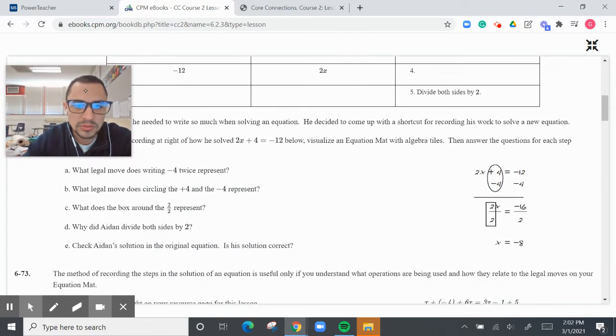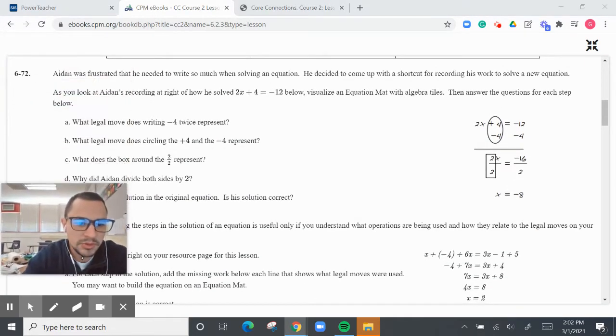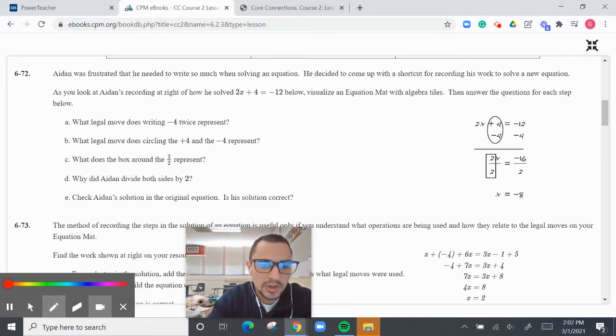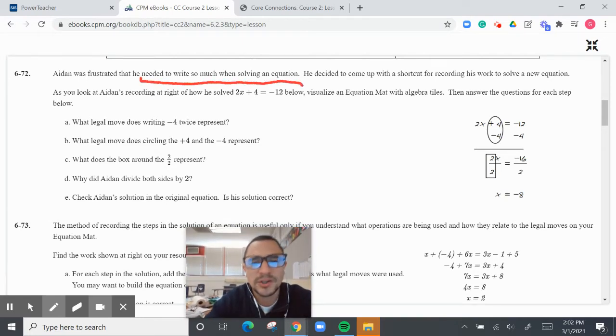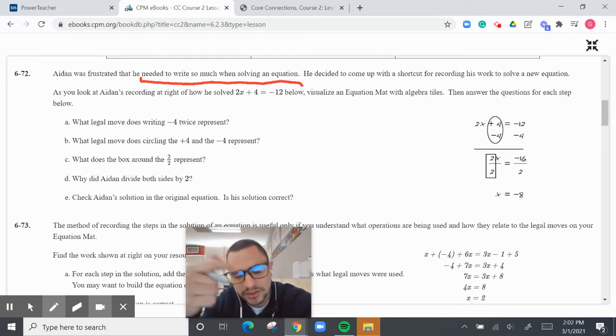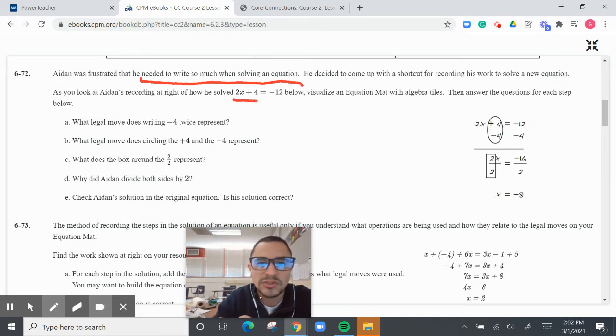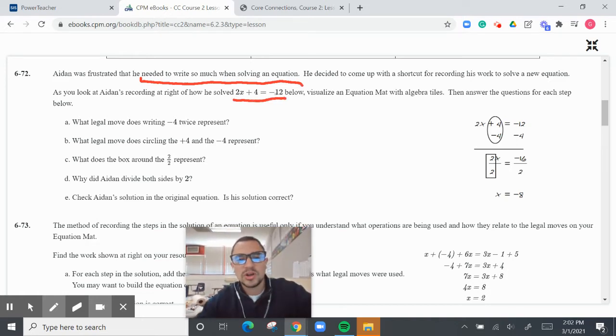So now we have this problem. I'm going to move this down here. For this problem, we have Aiden was frustrated that he needed to write so much when solving an equation. Oh, I don't want to write every step and rewrite the equation and do all these things. So we came up with a shortcut. And this is what I do. If you notice all the work that I've been doing, here's a shortcut. And here's what he did to solve 2x plus 4 equals negative 12. You don't want to write all those words out.